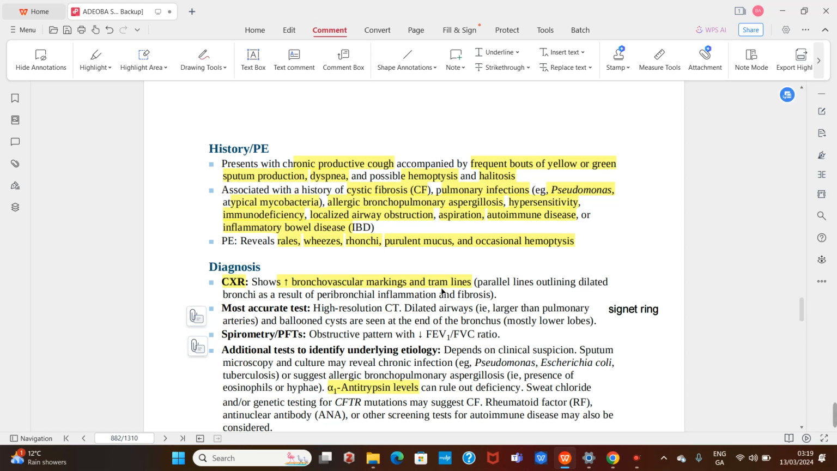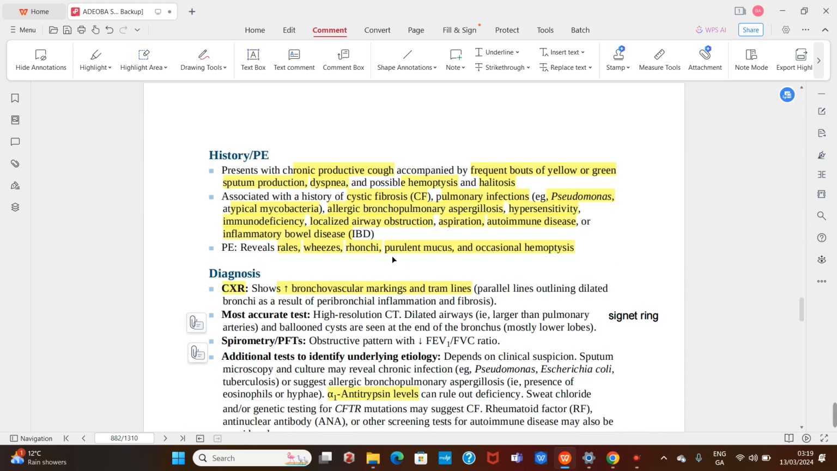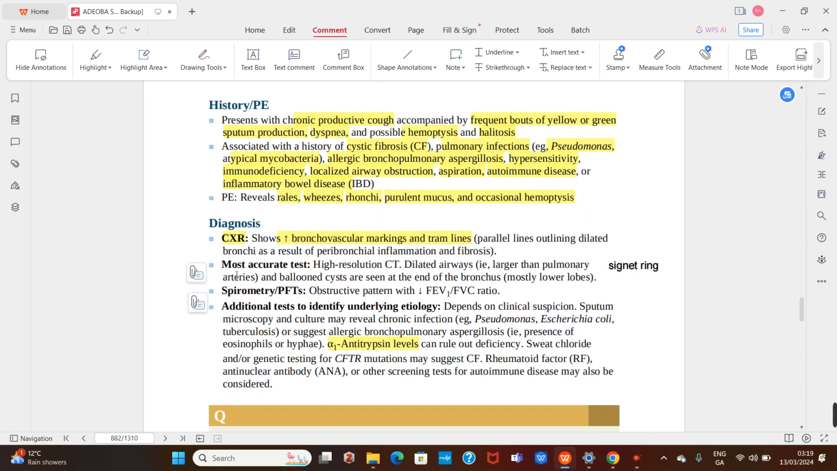And of course, the tram lines. The tram lines are just parallel lines showing the dilated bronchi from the recurrent inflammation. So the specific one and the most important one is the high resolution CT scan. You must definitely do a high resolution CT scan to make your diagnosis of bronchiectasis. And what are you looking out for? Dilatation of the airway, which is a major problem. The airways become dilated.